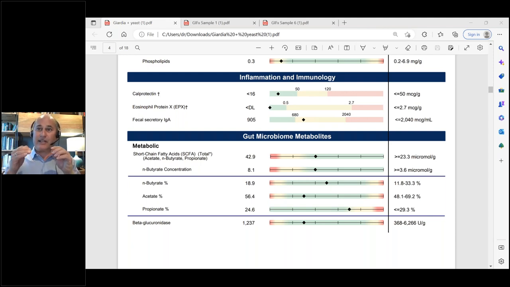And high secretory immunoglobulin, that's the immune response in the gut saying, oh, there's Giardia around, this is not good. We're gonna generate a lot more troops here to go after this thing and try to keep our immune system from fraying at the seams. Okay, so that's one example.